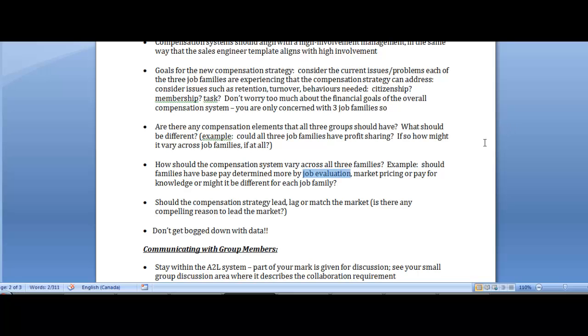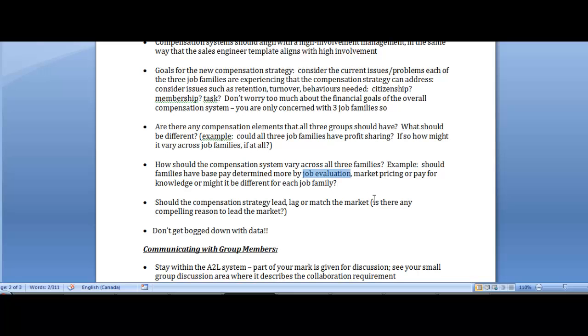And again, don't forget, should the strategy for each job family lead the market, lag the market, or match the market? And here's a little hint. Is there any compelling reason that you would have if you want any of them to lead the market? Is there any compelling argument that you can make for leading the market?